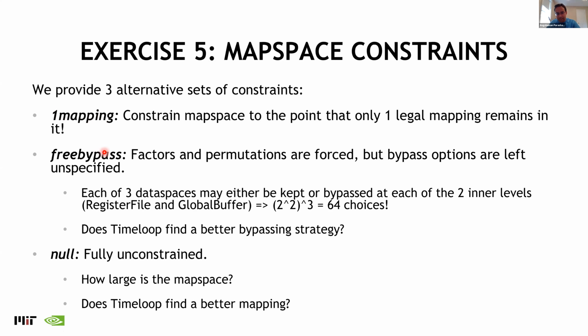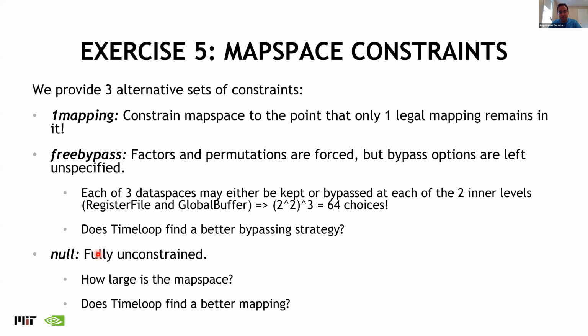The next exercise is one in which it's fairly constrained, but we allow all bypasses, right? We allow the mapper to explore bypass options. And remember, I gave a challenge exercise in exercise 3 where I said try to find the optimal bypass. Here the mapper is going to find that for you, and you can see if yours was better than the mapper's or not.